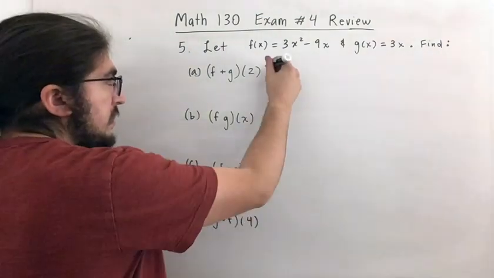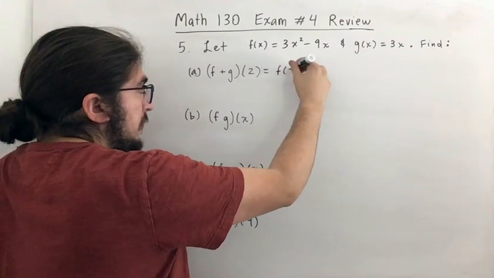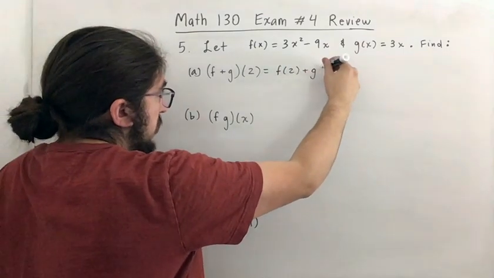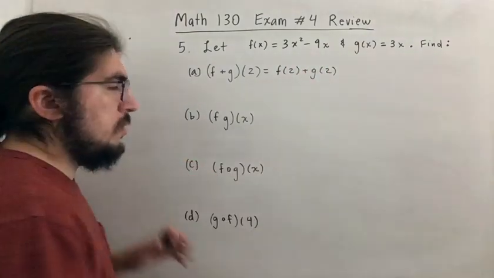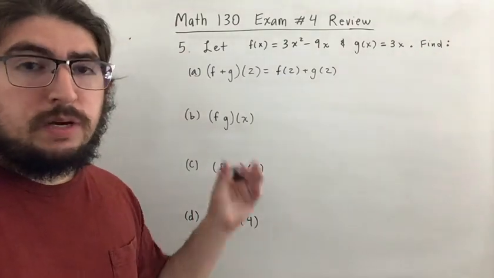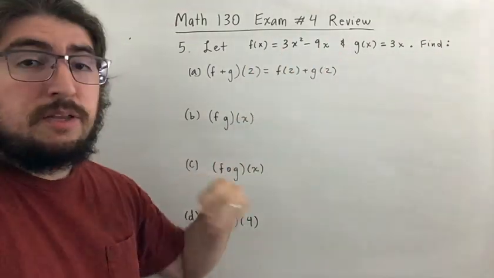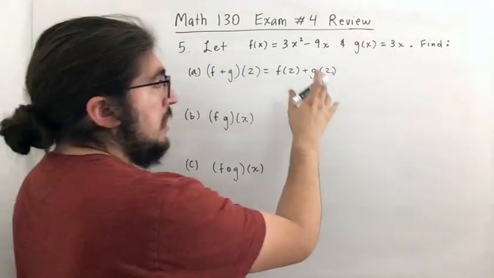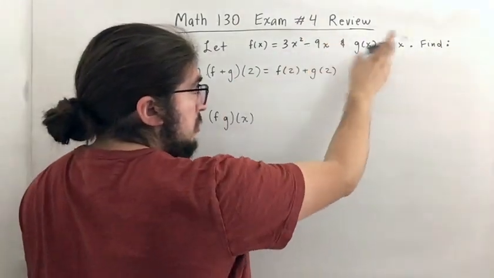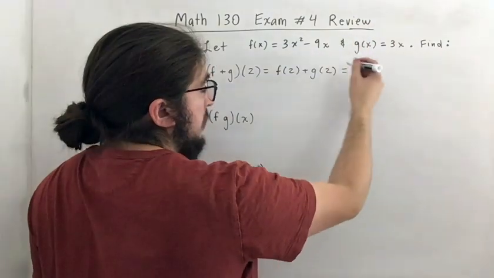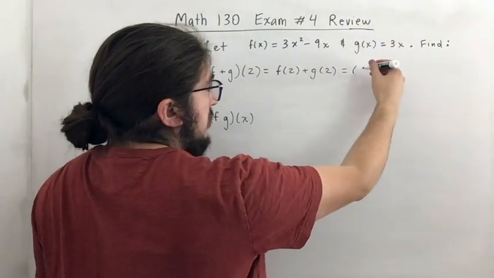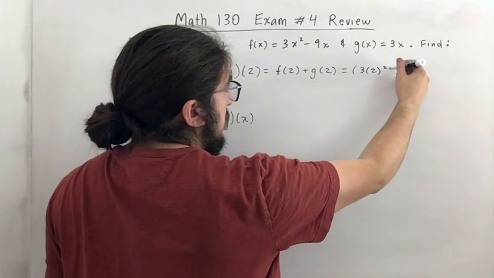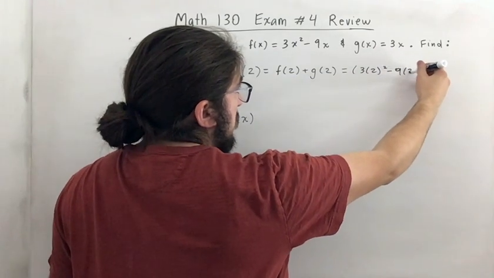But the definition of this really is f of 2 plus g of 2, is what I meant to say. So if you wanted to, again, you can add these functions together first, then plug in 2. Or, according to this definition, you can actually plug in 2 first and then add them. That's what I'm going to do, actually. So we plug in 2 into this, we get 3 times 2 squared minus 9 times 2.